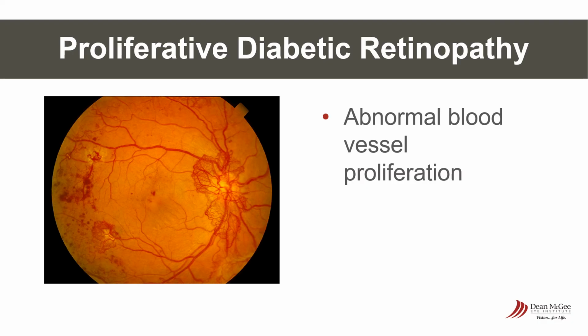In proliferative diabetic retinopathy, there is formation of abnormal blood vessels. The vessels appear as a twisted collection of small blood vessels and can occur on the optic nerve or in the retina.